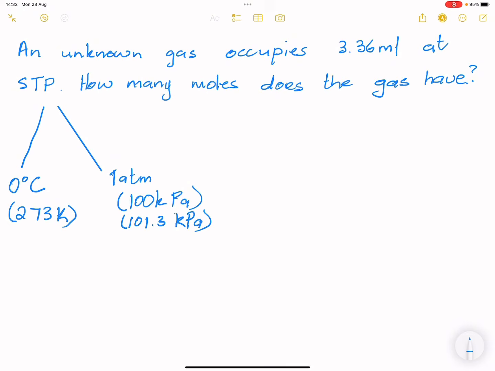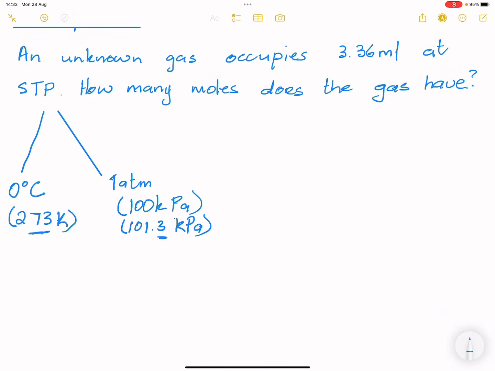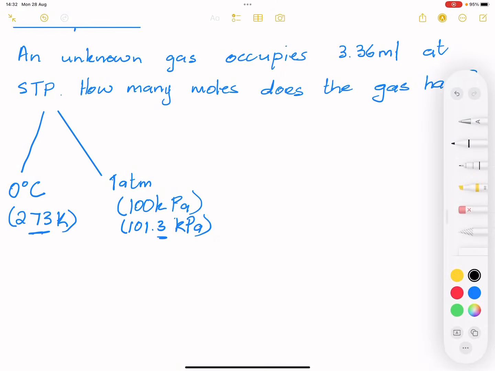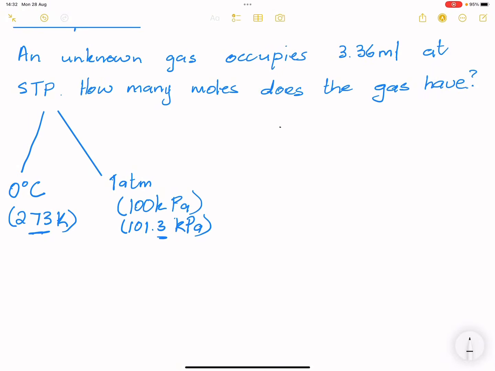So these are our values for STP, but we're going to look at what we do when we calculate the number of moles at STP. First, I'm going to use the ideal gas equation. Let's find out what information we are given here. They said that the gas occupies a volume of 3.36 milliliters. We'll come back to the conversion. Please remember that if your pressure is in kilopascals, then your volume has to be in cubic decimeters. If it's in pascals, then your volume is in cubic meters.